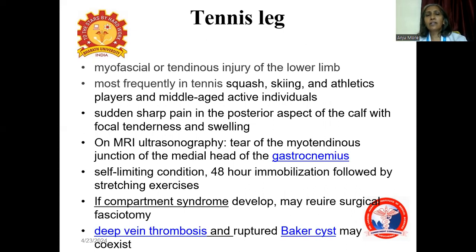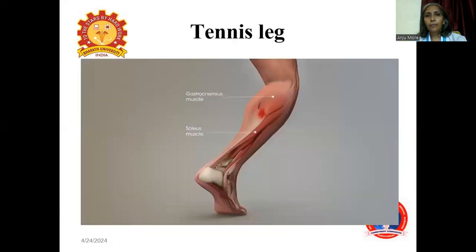The tennis leg is a myofascial or tendinous injury of the lower limb which is seen in persons who are doing an activity to which they are not accustomed. It presents as deep sharp pain, swelling and tenderness in the calf region, and the treatment is immobilization. So the diagram shows the location of pain in the tennis leg.